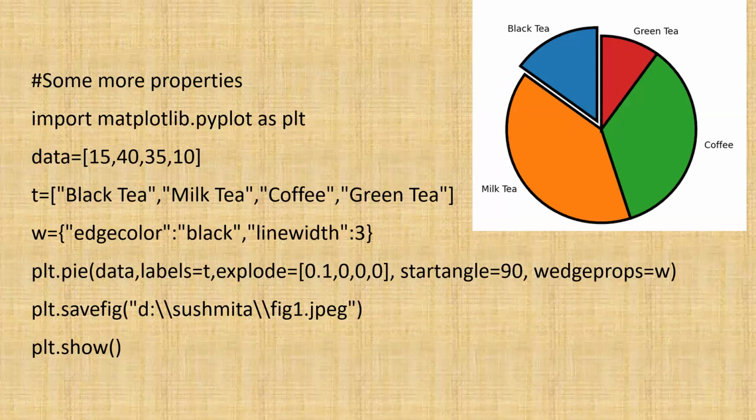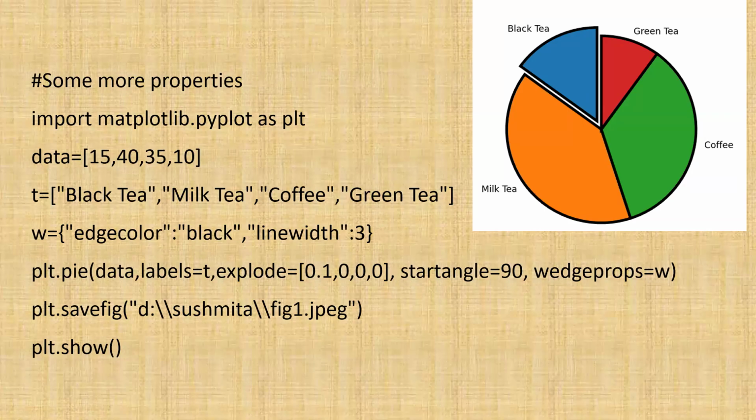That is, I may give an edge color, and I may also define the thickness of this edge for every slice. So it makes it more prominent, nothing else. And one more thing we can do, that is we can make one slice or two slices pop out. You want to highlight a particular slice. So you may do that with this particular option.